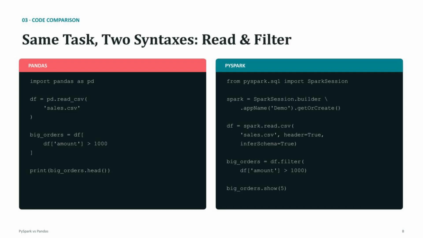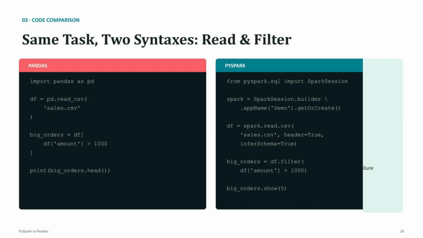After that, the syntax actually looks pretty familiar. spark.read.csv instead of pd.read_csv, and .filter instead of that df condition bracket syntax. If you already know Pandas, PySpark's DataFrame API will feel surprisingly familiar. One small but important detail. Notice PySpark's read call has inferSchema equals true. Spark doesn't automatically guess column types the way Pandas does by default. You either specify the schema yourself or ask Spark to infer it, which does cost a little extra time on large files.